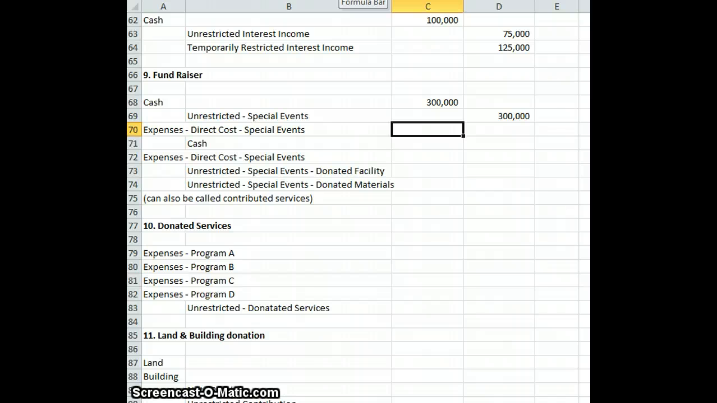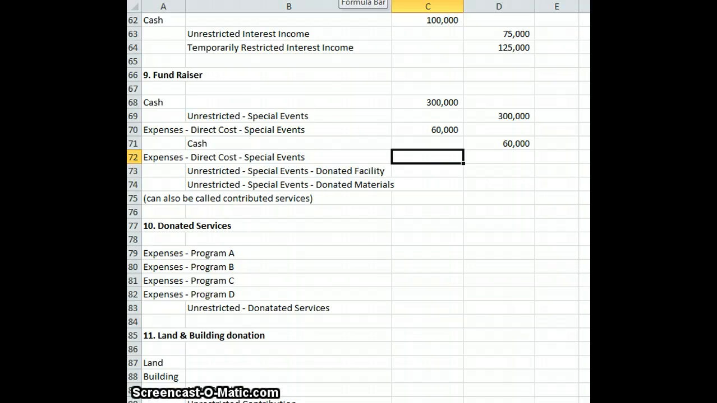Then we're going to have our direct expenses for our special event. And those direct expenses that we paid are those $60,000 for the kitchen help, food, gifts, etc. And then we had cash spent of $60,000.